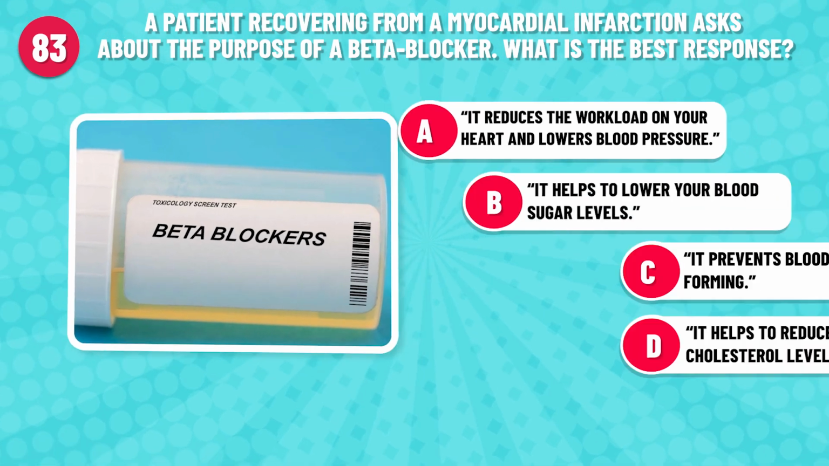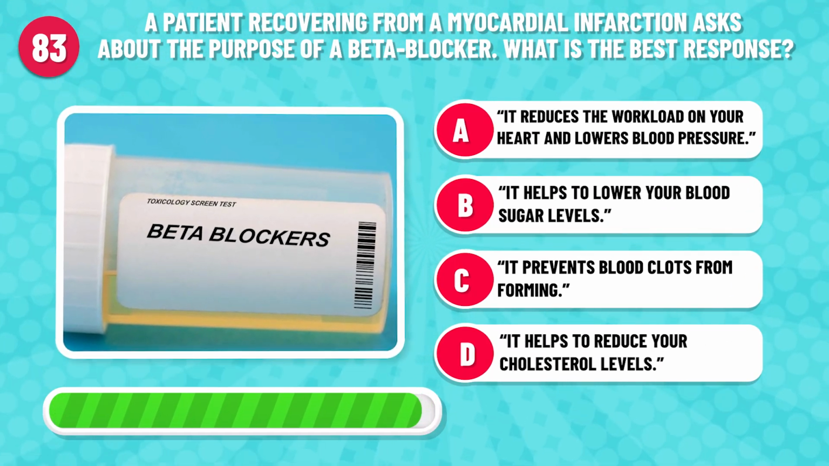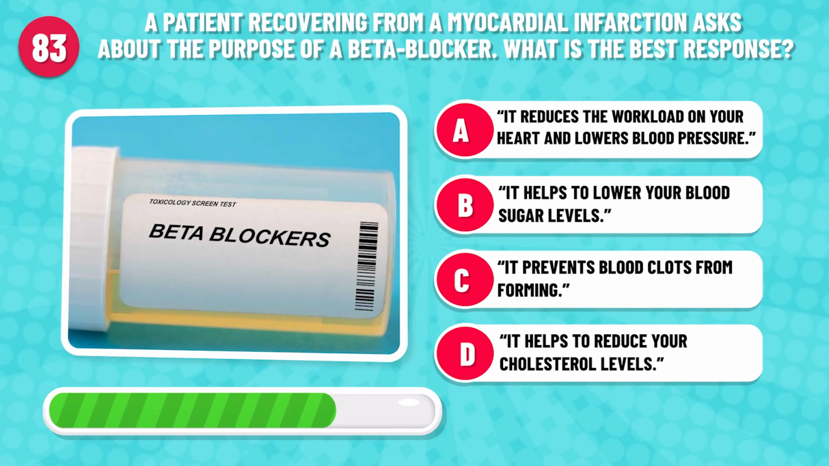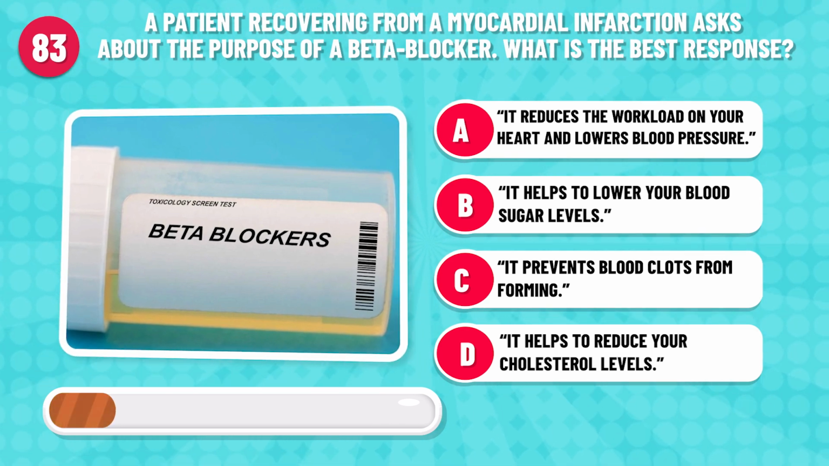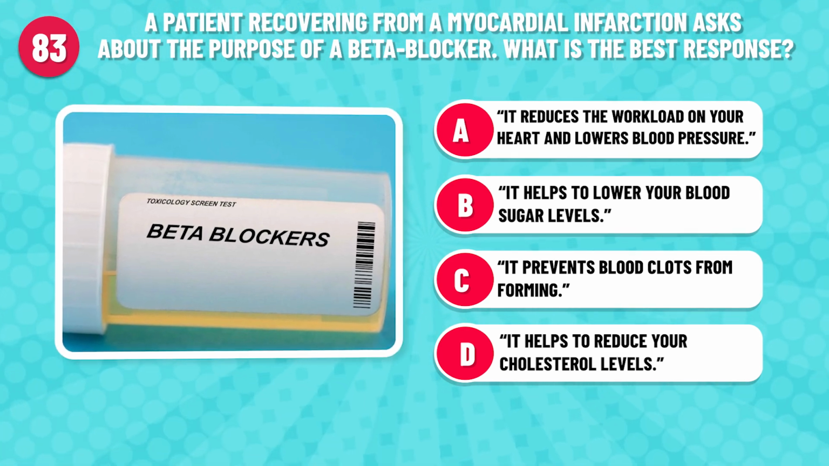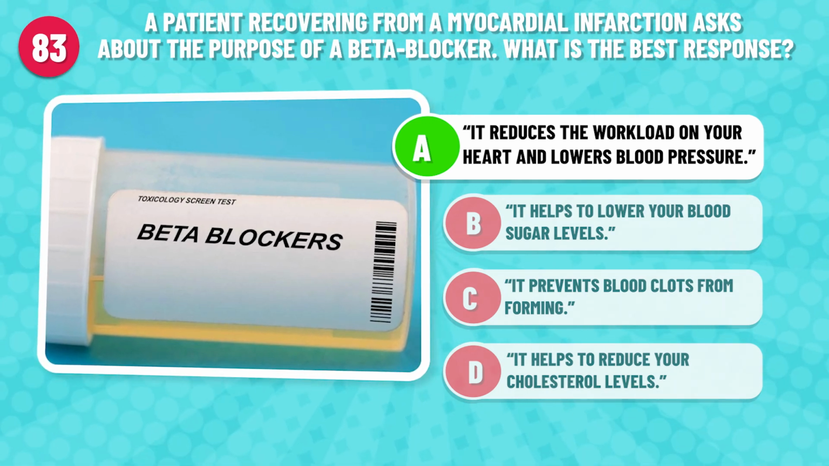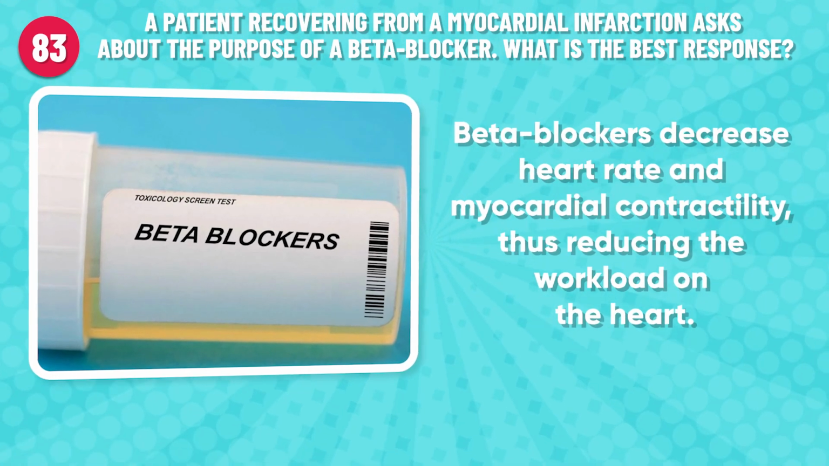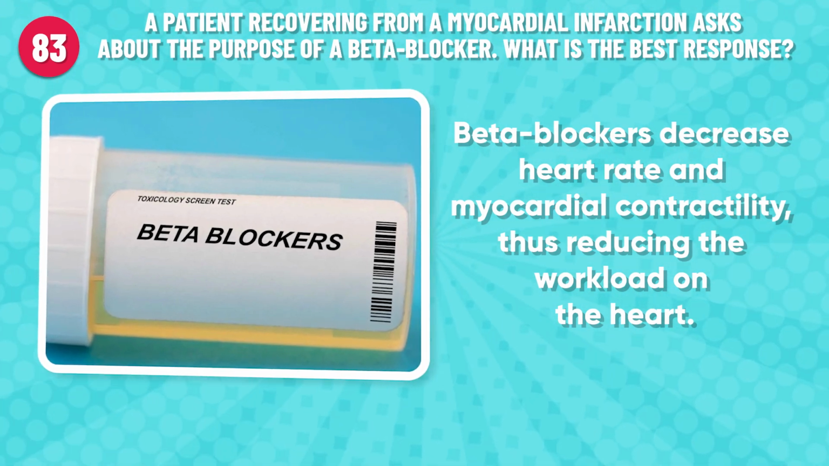A patient recovering from a myocardial infarction asks about the purpose of a beta blocker. What is the best response? It's A. It reduces the workload on your heart and lowers blood pressure. Beta blockers decrease heart rate and myocardial contractility, thus reducing the workload on the heart.